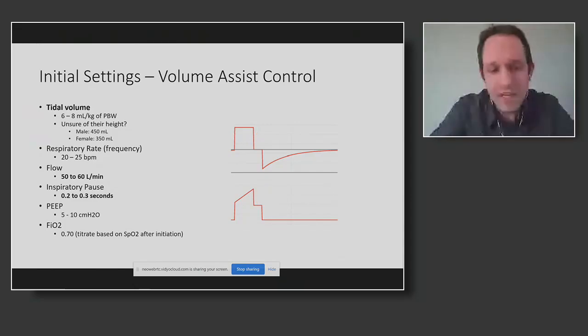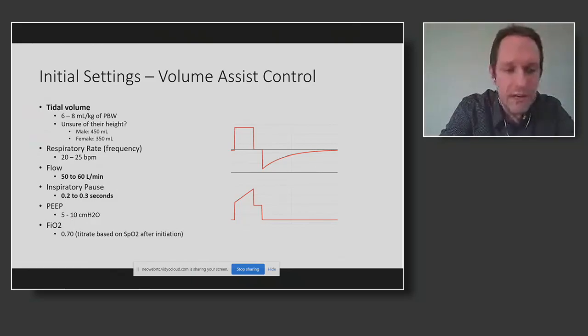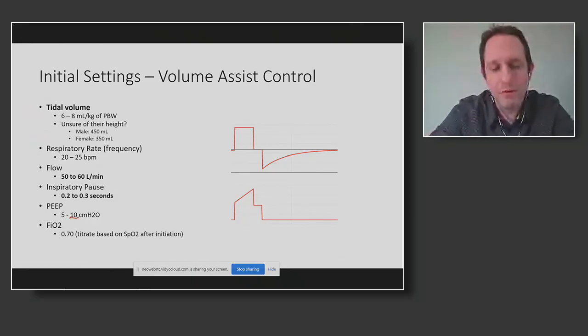PEEP typically is set between 5 and 10 centimeters of water. I usually joke that 10 is the new 5. When you have someone that's in respiratory failure due to hypoxemic reasons, if they have, again, bilateral infiltrates on chest x-ray, you probably want to start with a more moderate amount of PEEP, like 10 centimeters of water.